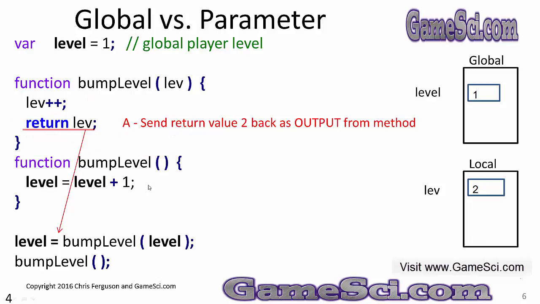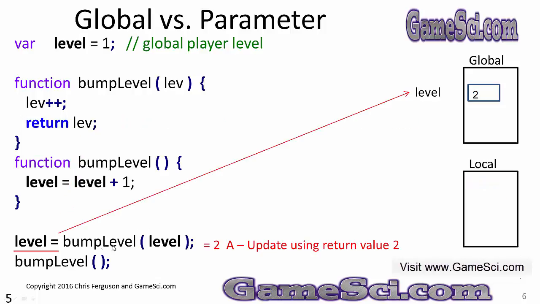We'll send that 2 back to the calling routine, and the 2 gets assigned to the global variable level. Again, we're doing option A, using parameters and return values for input and output. So the 2 that was returned was assigned to the global variable level, and you can see it updated to 2. What happened to the local variable lev, the parameter lev? It disappeared. We don't need it anymore. Once that 2 was transferred to the global variable, the local variable disappeared.